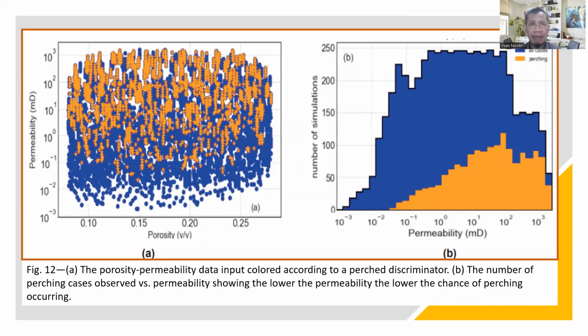The next figure, number 12, shows porosity-permeability data represented by different colors based on the perched discriminators, while B illustrates the relationship between the number of observed perching cases and permeability, indicating that a lower permeability corresponds to a lower likelihood of perching occurring. This suggests that there is a connection between rock permeability and the occurrence of perching, with lower permeability reducing the chance of perching.